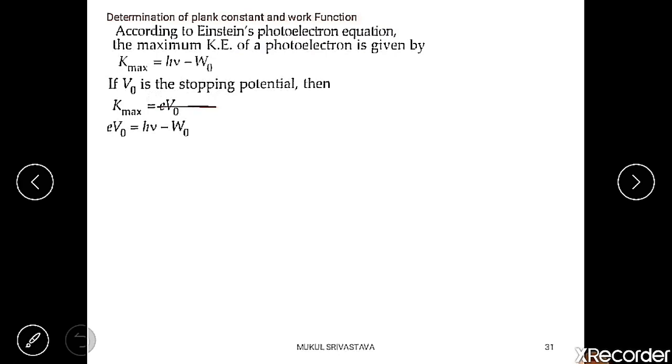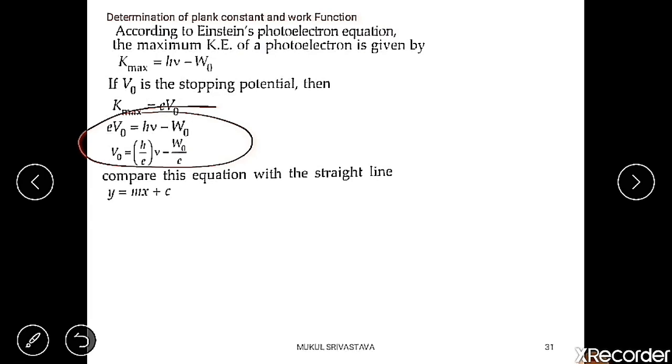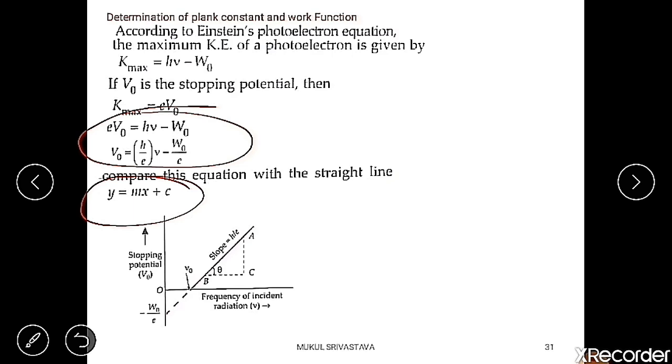Now if we divide this entire equation by e, we get here V naught equals h upon e nu minus W naught upon e. Now if we compare this equation with the equation of a straight line, this one y equals mx plus c, we can plot a graph between this V naught and nu. We get a straight line here. Now we need to find out the slope of this line. Suppose the slope of this line is theta.